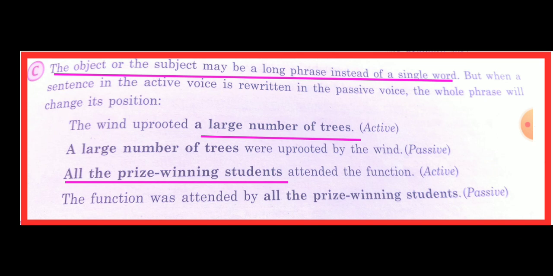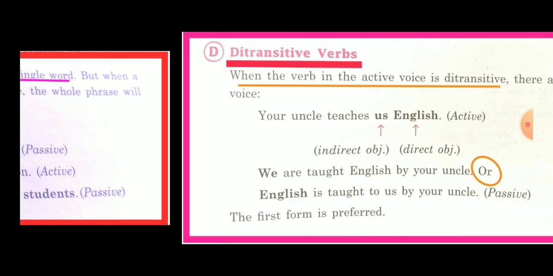So now this phrase will come at the place of the subject. This will change into the subject. Now, in passive voice: "A large number of trees were uprooted by the wind." So here we are learning that a subject or object may be a word or a long phrase.